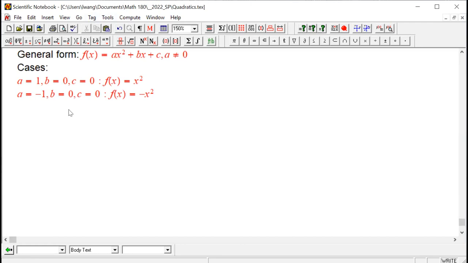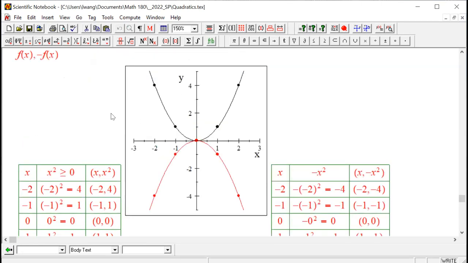What if a is 2? And this is going to be 2 times x squared, right? What if this a is half? And this piece is going to be half x squared. What will be the effect on the picture? What do we see? So if we graph the function 2x squared and half x squared, in comparison with x squared, what do we see?